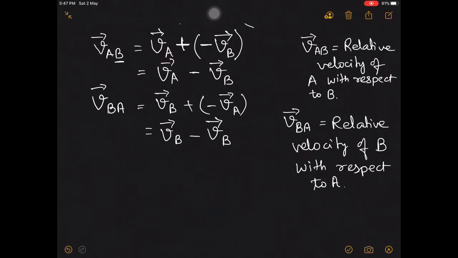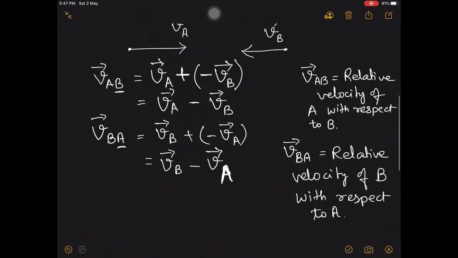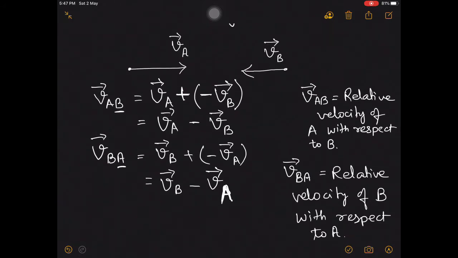In this case it was with respect to A. Okay, so wait a minute, this will be A. So I have subtracted vector A. The same thing we will do in two dimensions also. But before we go there, let me give one example here.